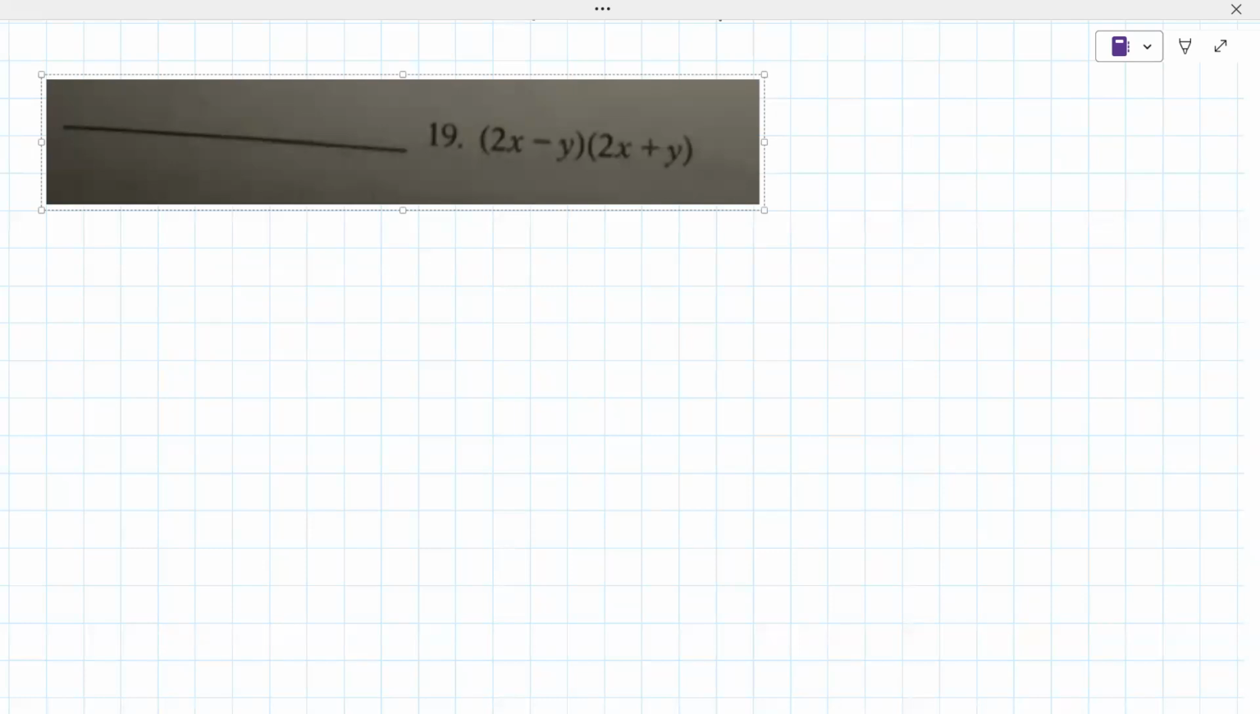2x minus y. So I'd like you to FOIL this and let me know what you come up with.